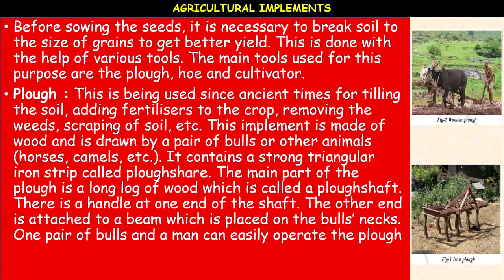Plough is being used since ancient times for tilling the soil, adding fertilizers to the crop, removing the weeds, scraping of soil, etc. This implement is wonderful, and it is made up of wood and is drawn by a pair of bulls or other animals like horses, camels, etc. It contains a strong triangular iron strip. It is called plowshare.